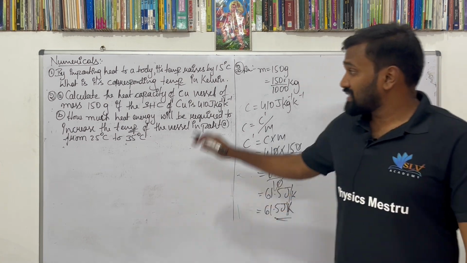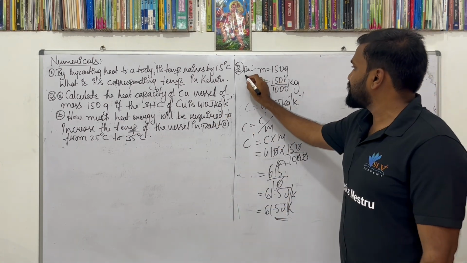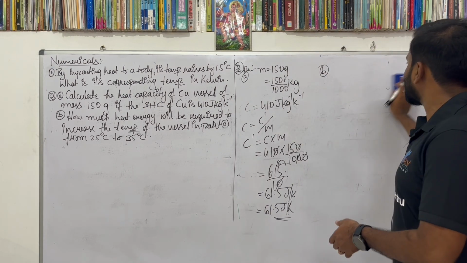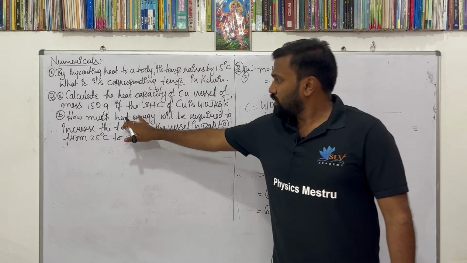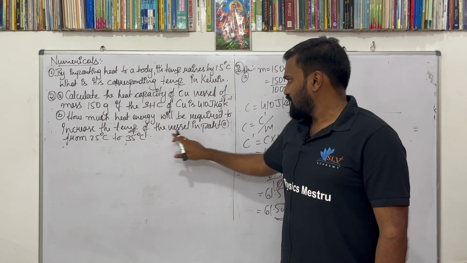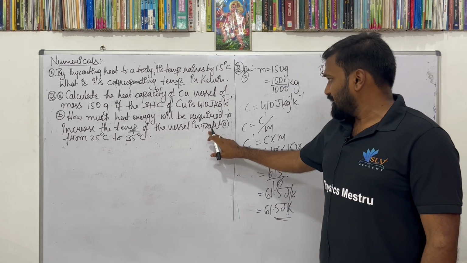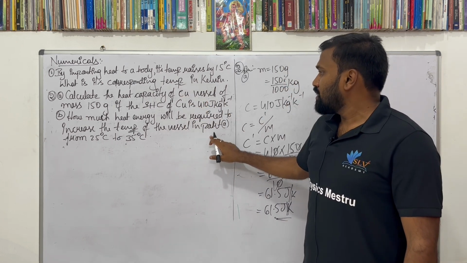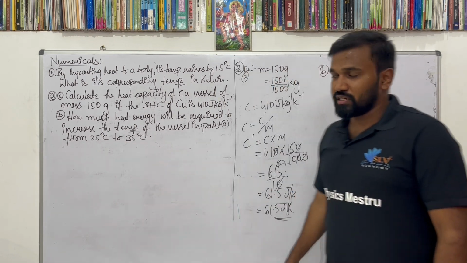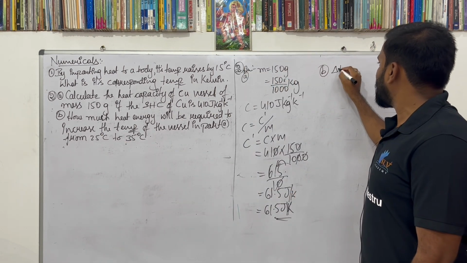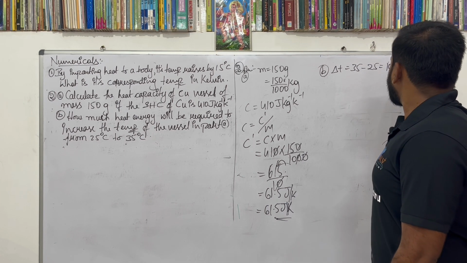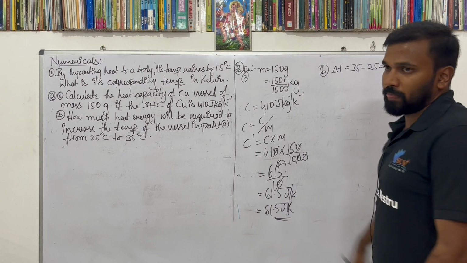Now let us move to the second sub question, that is B. This one is A, and let us move to the B. If we are solving the second sub question: how much heat energy will be required to increase the temperature of the mass of the vessel in part A from 25 degrees Celsius to 35 degrees Celsius? So the delta T value will be 35 minus 25, which is equal to 10 degrees Celsius, which is equal to 10 Kelvin. Correct?